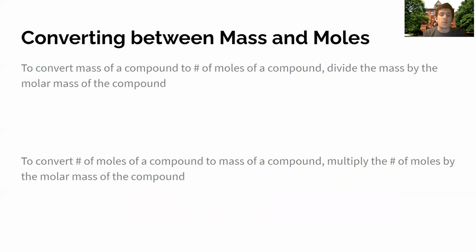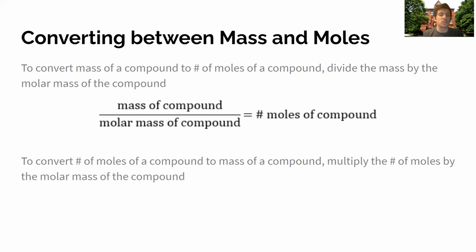So in order to convert between mass and moles, it's fairly straightforward overall. To convert the mass of a compound to the number of moles of a compound, we need to divide the mass we have by the molar mass of that compound. Looking at it as an equation, we can take whatever mass we currently have of our compound. It can be 18 grams, it could be 20 grams of water. We divide that by the molar mass of our compound, the molar mass of water, and that will equal the number of moles of the compound.